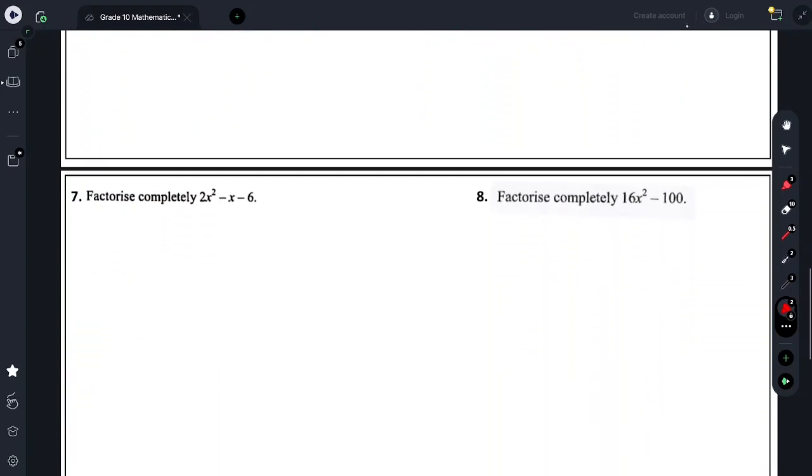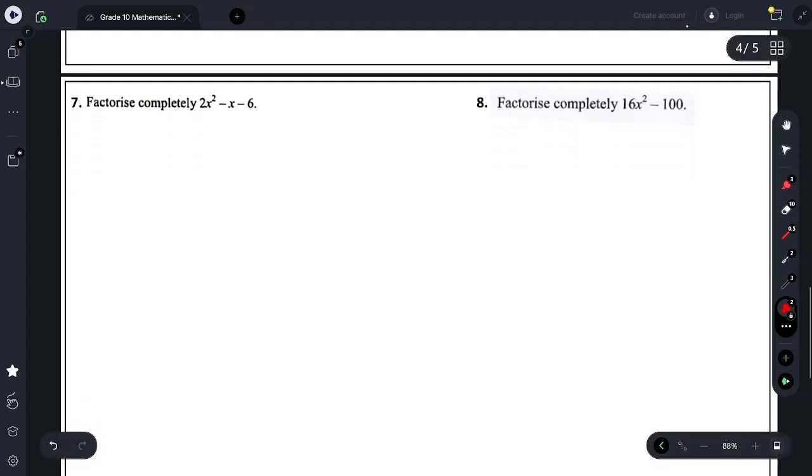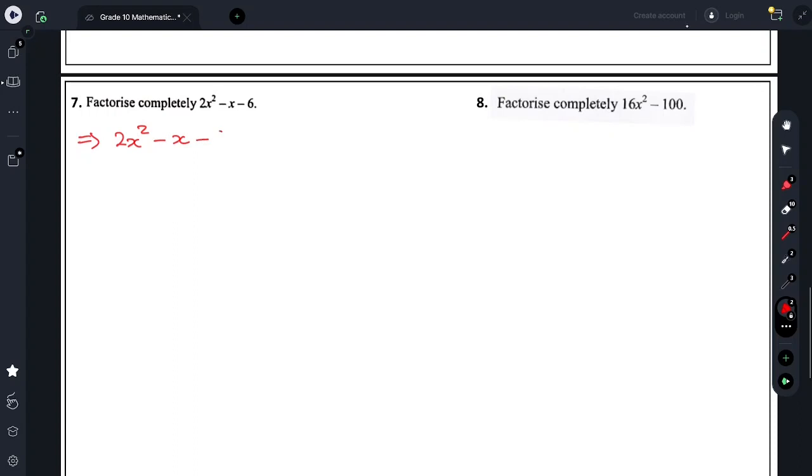So we'll come to 7, which says factorize completely this. So now this one has become different from what we have been looking at. This one becomes a quadratic function, or rather expression. So if we say equals, we say 2x to power 2, then minus x, then minus 6. So this one cannot be factorized using this other method that we have used. So this one is a quadratic expression, and when factorizing a quadratic expression, you require what we call the product and also what we call the sum.